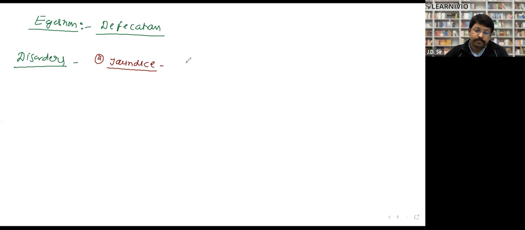buildup of the yellow color component bilirubin. We have studied that bilirubin is a component of bile juice. It is an excretory substance. We have already discussed, so bilirubin must be excreted out from our body. So whenever this bilirubin starts accumulating in our blood due to dysfunction of liver, this is called jaundice, right?